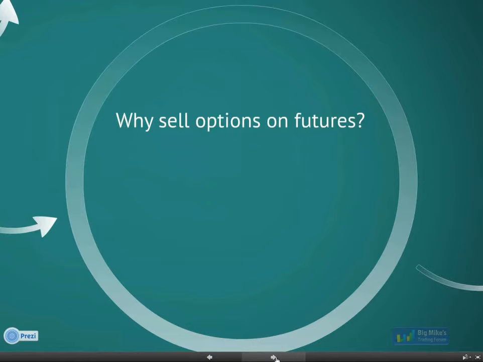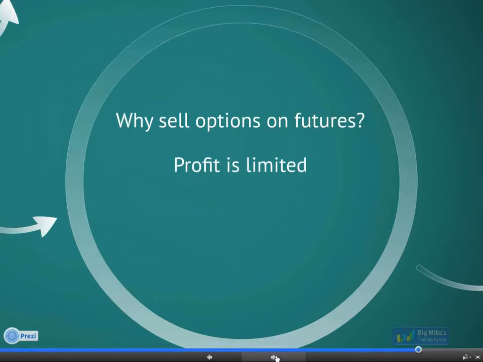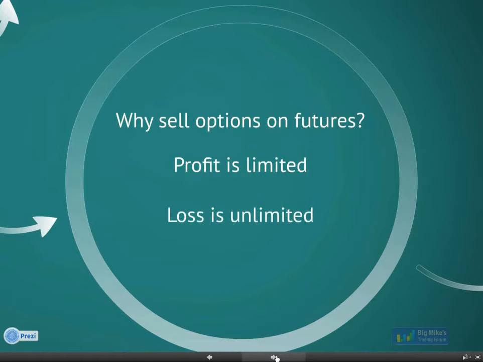Okay, why sell options on futures? Options on futures, your profit is limited. You can only make what you sell the option for. That is it. You get nothing more, no matter what the price does. And also, the loss is potentially unlimited. If the markets go against you, the premium will just keep climbing. Like we saw in that gold example, it could just skyrocket.